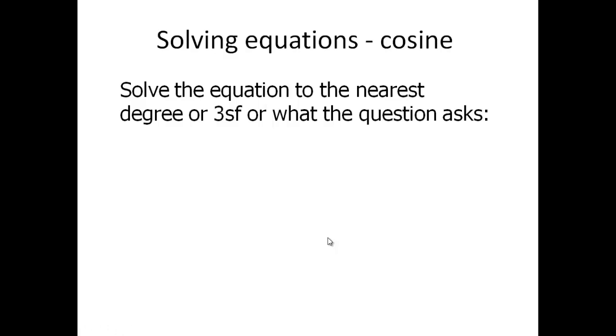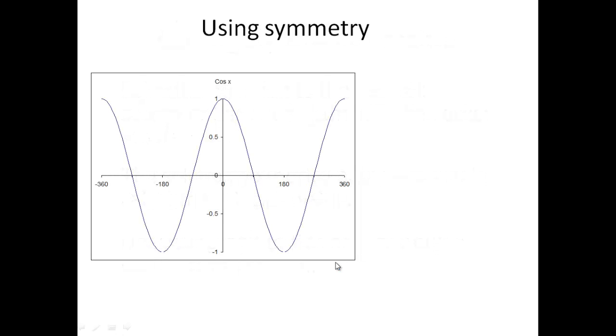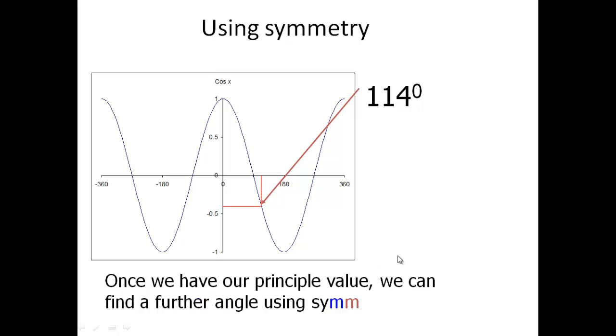For cosine, it's a similar process with one slight difference. We get the principal value from the calculator. We then use the graph in two ways. We use symmetry, like so. Here we've found an angle with a cosine value here of 114 degrees. We can see now how from this principal value we can find the symmetry value in a similar way to what we did with the sine graph.